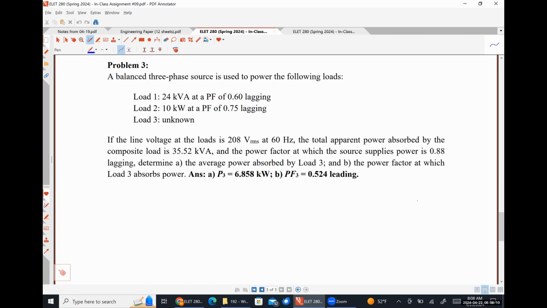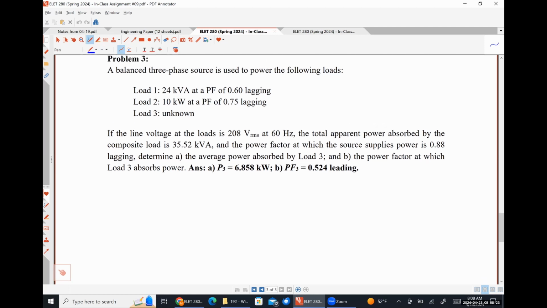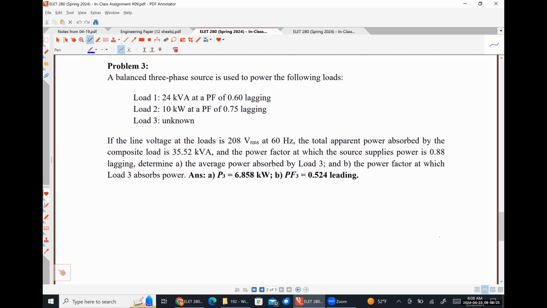And we are asked to determine the average power absorbed by load 3 and the power factor at which load 3 is absorbing power. So effectively, it's very similar to the work that we've done previously, except that now I tell you what the source is doing and I'm making you work backwards to find out what one of the loads is doing. All right. So do you guys have any thoughts on how we might approach this problem? Yeah, pretty much exactly right. So let's figure out what our source is doing, right?